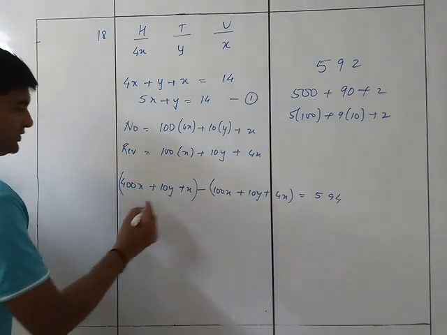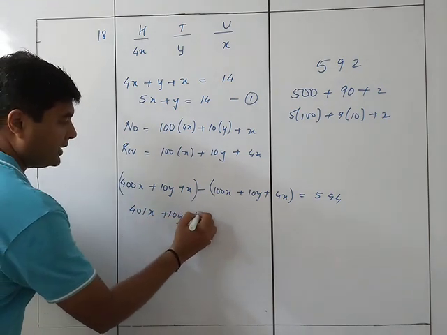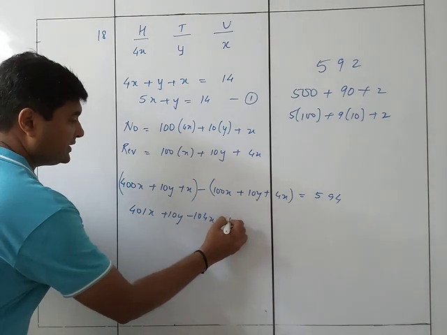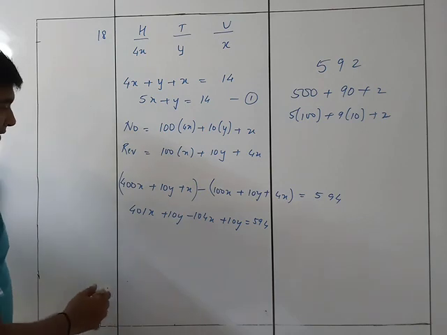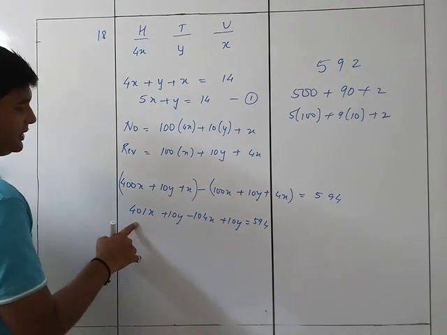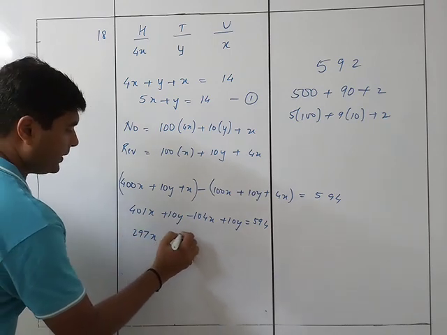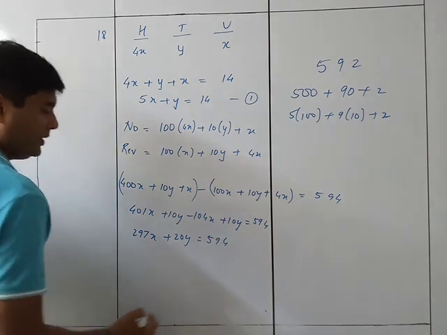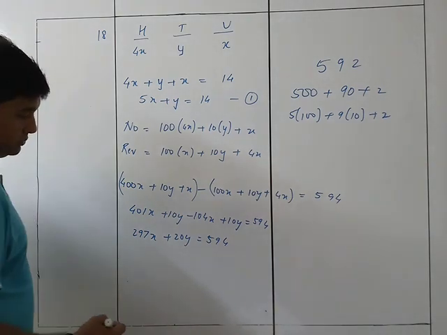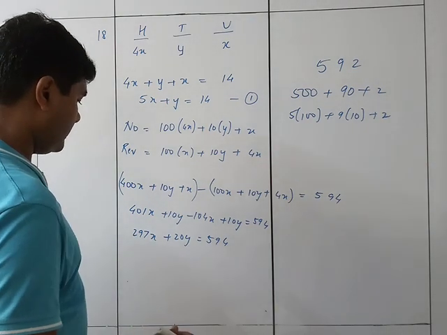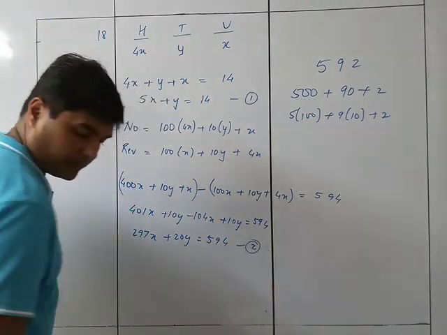Okay, so this gives us 401x plus 10y minus 104x plus 10y is equal to 594. So on subtracting this, we get 297x plus 20y is equal to 594. You can see 297 and these are just the double of this thing, so can I divide it by a number? No, I cannot divide it. We keep it as it is. So this is the second equation.